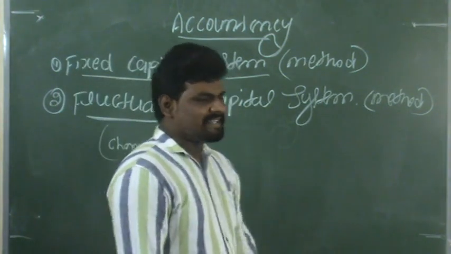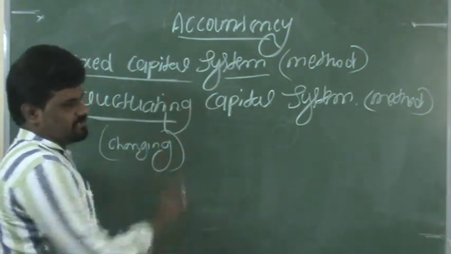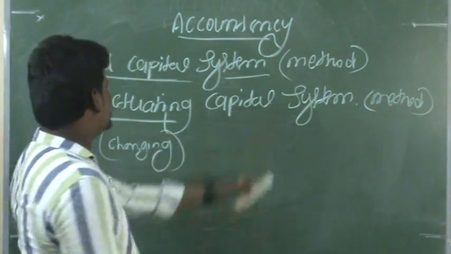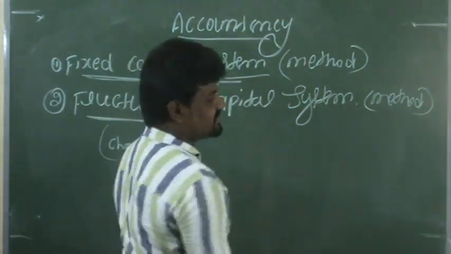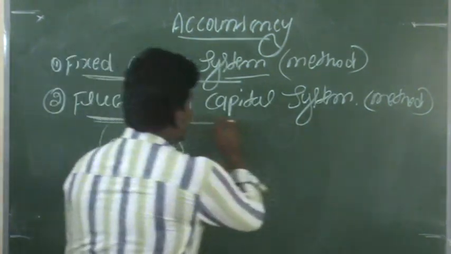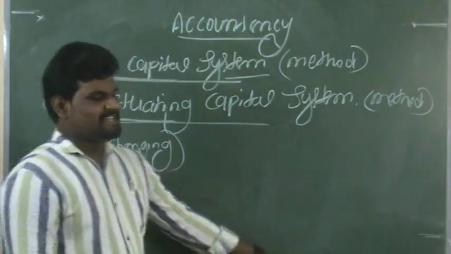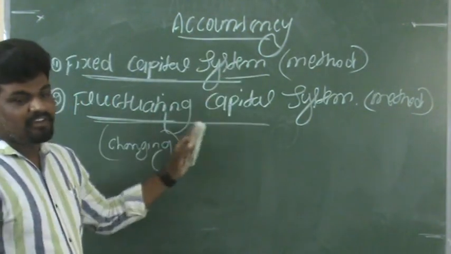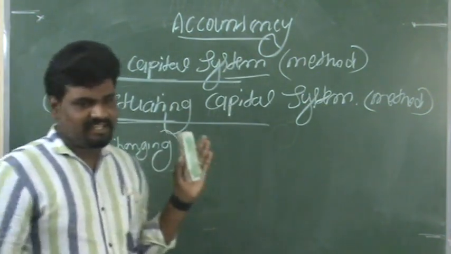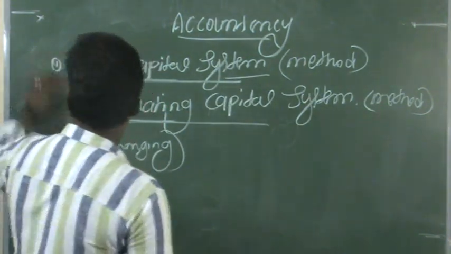Now we can discuss the differentiation. What is the difference between the fixed capital system and the fluctuating capital system? Now we will discuss the differences between the fixed and fluctuating capital systems.